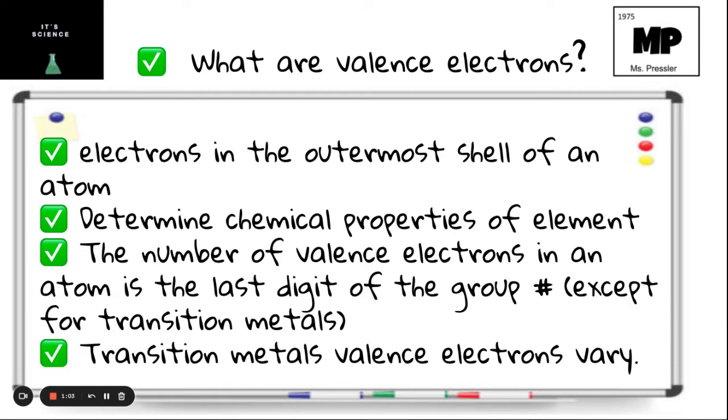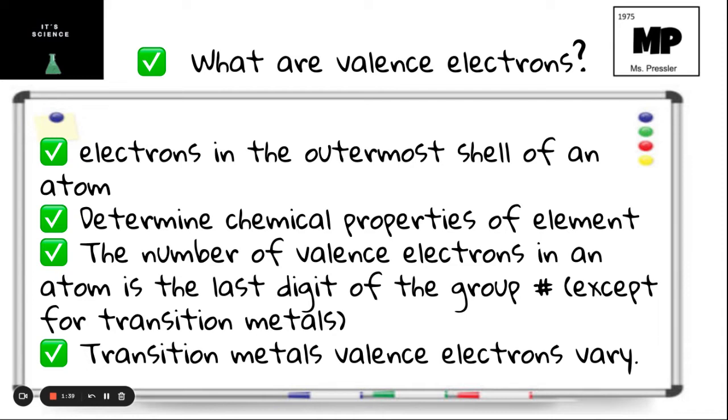What are valence electrons? Electrons in the outermost shell of an atom. These determine the chemical properties of the element. The number of valence electrons in an atom is the last digit of the group number, except for the transition metals. So this is an exception for the transition metals. So group 1 will have 1 valence electron, group 2, 2. But if we jump over to the other side, group 17, let's take the last digit of the group number, that'll be 7. So those elements in group number 17 will have 7 valence electrons.